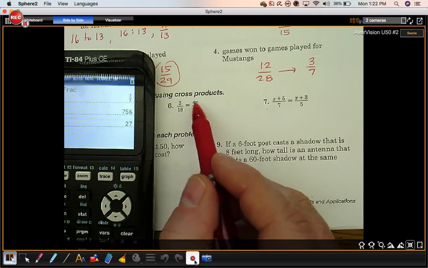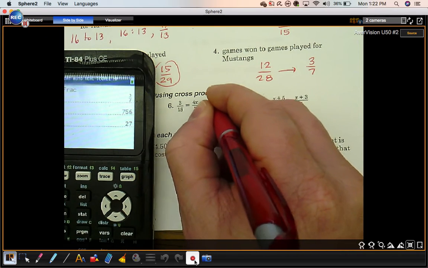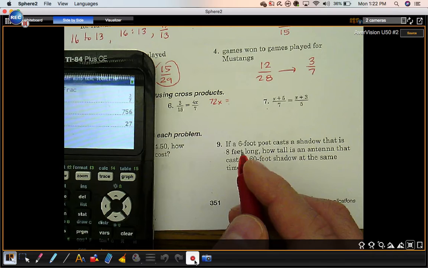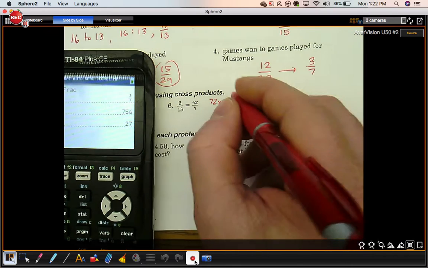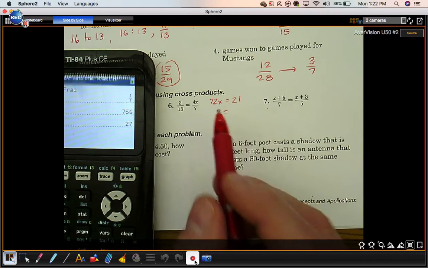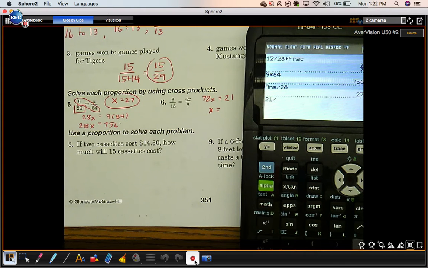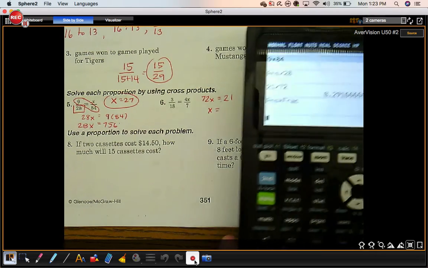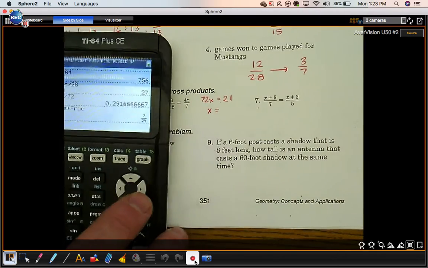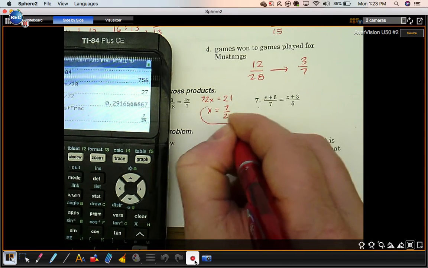Number 6, 4x times 18. That gives me 72x. That's going to be the same thing as 3 times 7, which is 21. And this might look weird because you're going to divide 21 by 72. And that gives you this. I don't think it reduces. Oh, excuse me, it does reduce, 7/24. So our missing number there is actually a fraction.